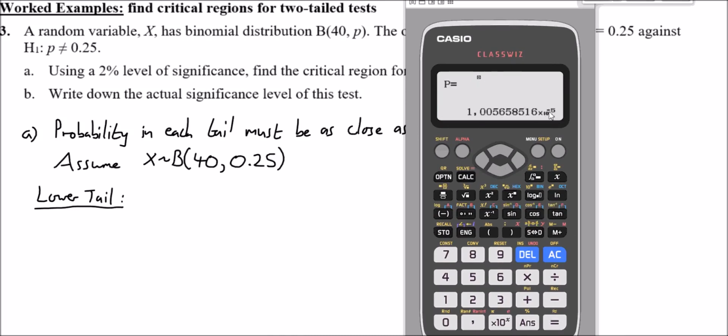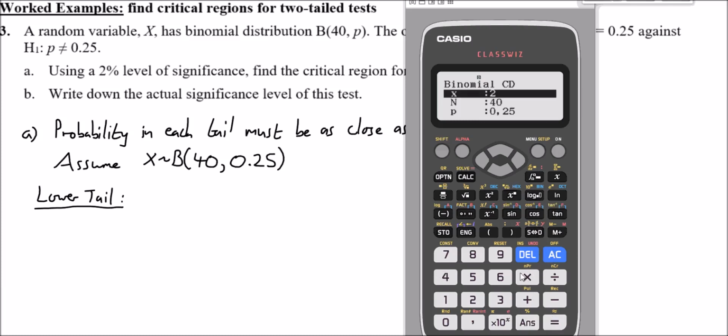Incredibly low, too low. 10 to the minus 5, that's too low. Try 1. 10 to the minus 4, still freakishly low. Try 2. 10 to the minus 3, so that's 0.001. So still on the low side. Let's try going slightly higher.